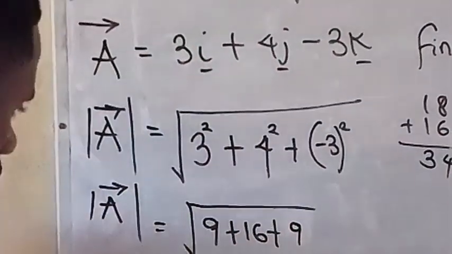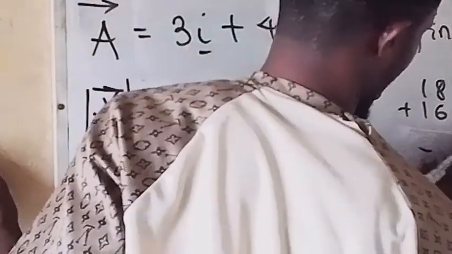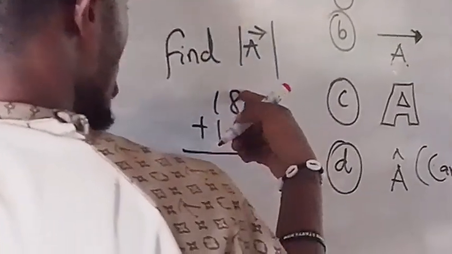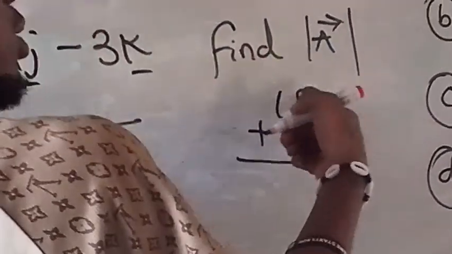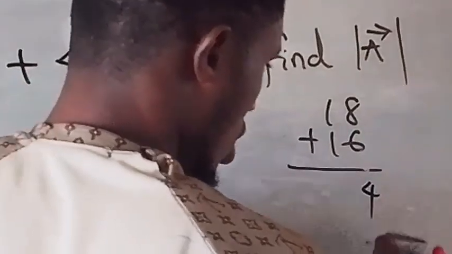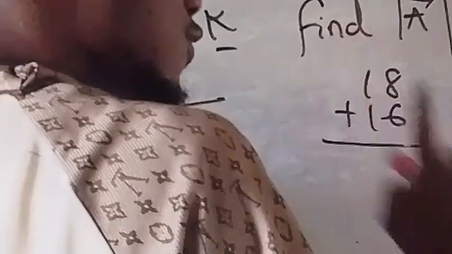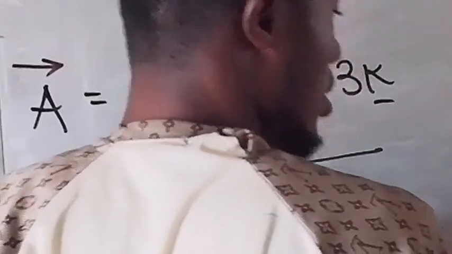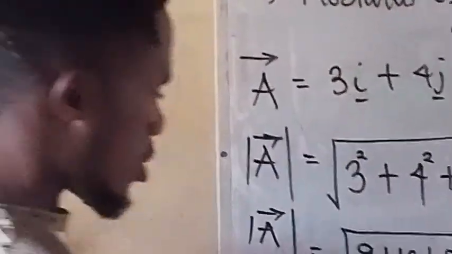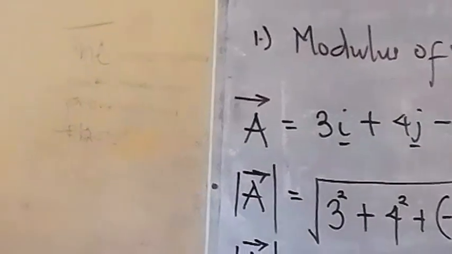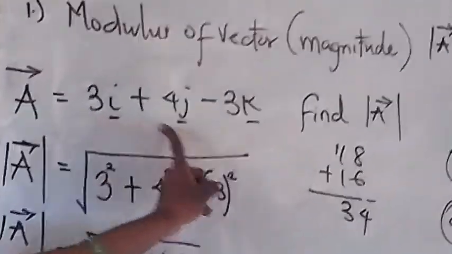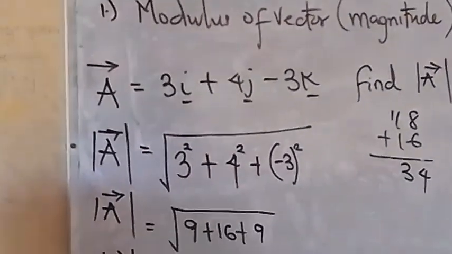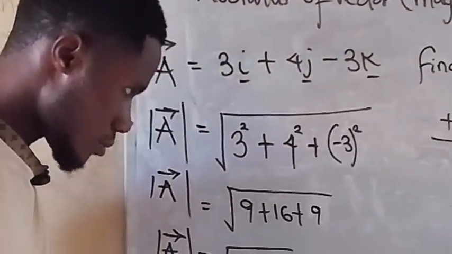This will give me what? 34. Let me solve this again because most of us are very funny. We have 16 plus 8 plus 6. Remove 2 from 6 and add to 8, becomes 10. What is left here? 4. Now 8 plus 6 is 14. I carry 1. Now 1 plus 1 is 2, plus 1 is 3. That's how I got my 34. So we have here root 34. Now, the modulus, the magnitude of this particular vector, becomes root 34. In a case where I did not have my calculator, I can leave my answer like this.